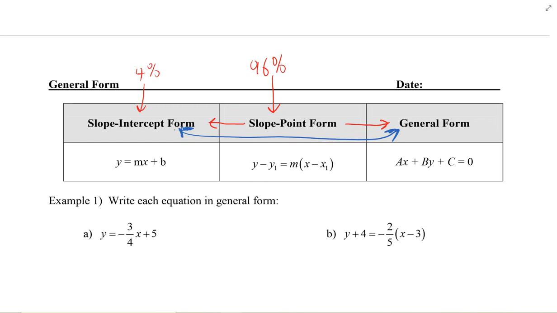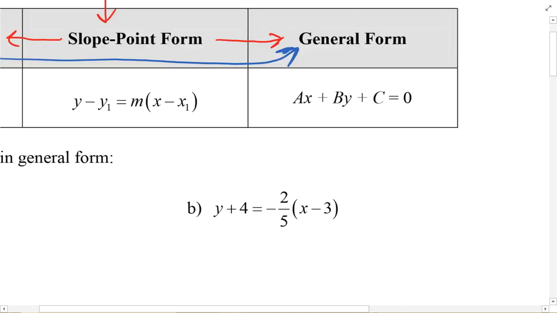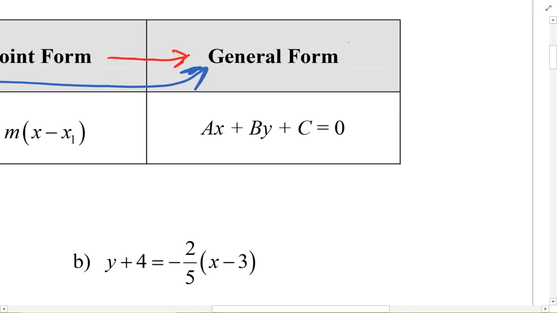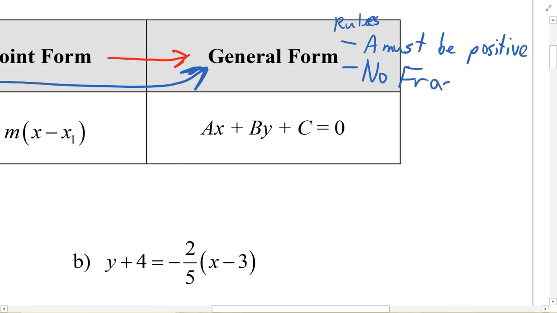Now, what are the rules for general form? General form has the two rules I just talked about. Number one is A must be positive, okay? And the second rule is no fractions. So we will be multiplying by a common denominator to get rid of our fractions. Okay, just a quick little trick and skill.